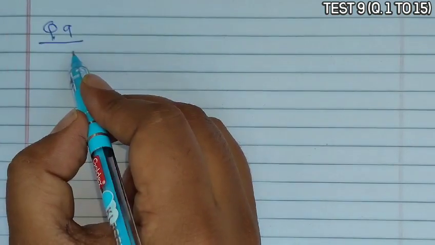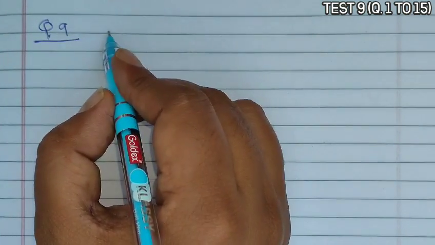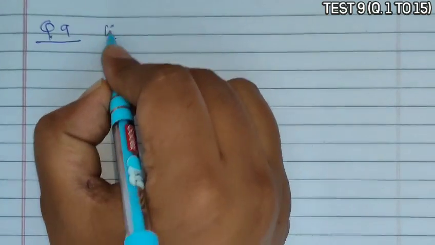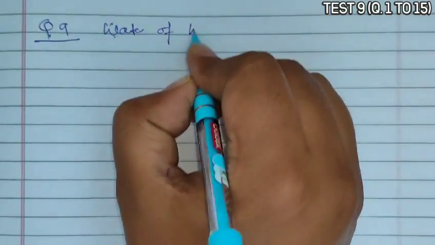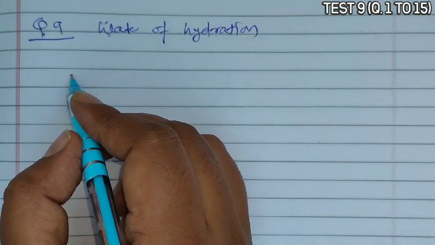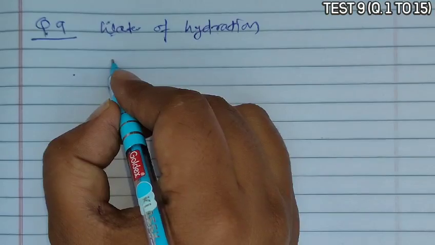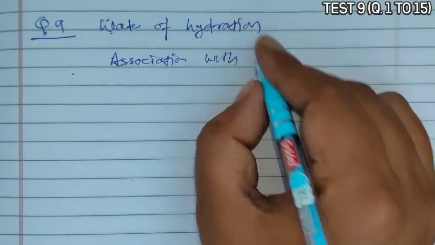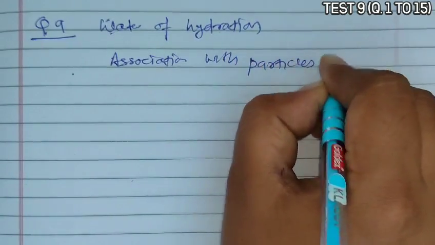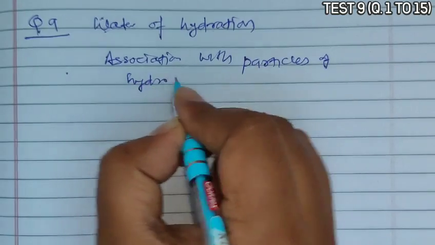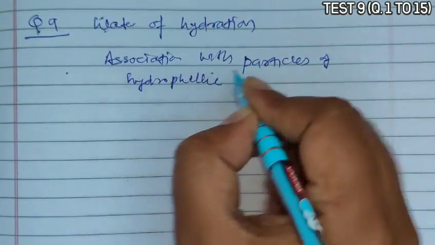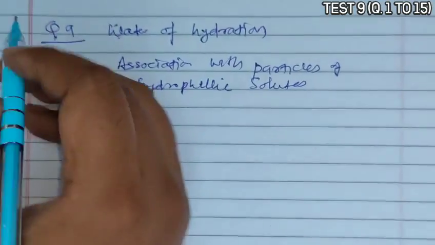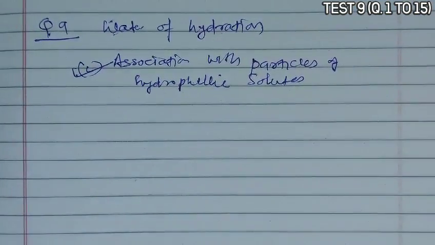Question 9 asks that water of hydration is. Now water of hydration means it is an association with particles of hydrophilic solutes. So C becomes the correct answer.